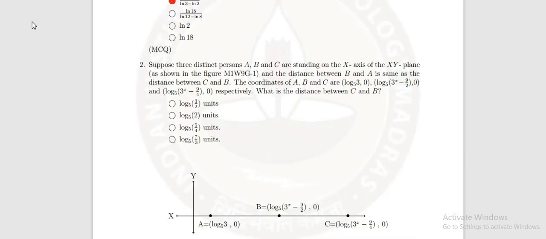Now question number 2 says that suppose there are three distinct persons A, B and C standing on the x-axis of the xy plane as shown in the figure, and the distance between B and A is the same as the distance between C and B. The coordinates of A, B, C are given, and it has also been mentioned in the figure. So what is the distance between C and B? We need to calculate that.